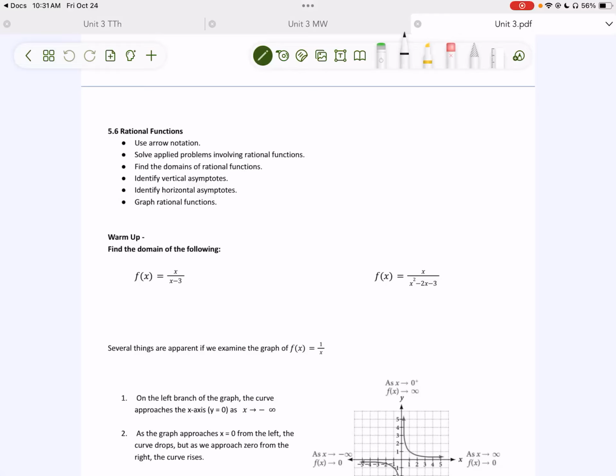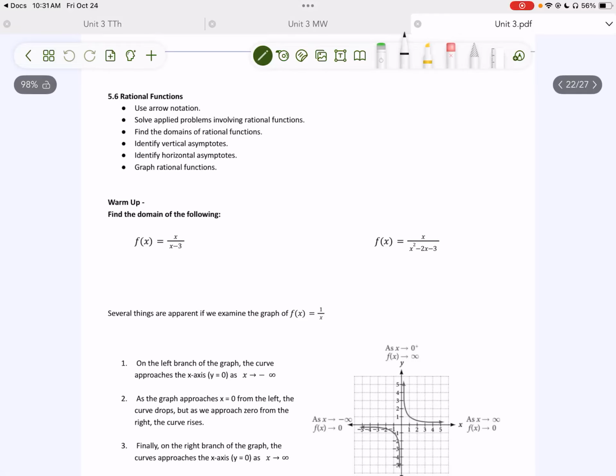5.6 rational functions. Let's start by doing the domain. The reason we start by doing domain is what you're going to find is that you've really already been working with rational functions in quite detail. You just didn't know it yet.